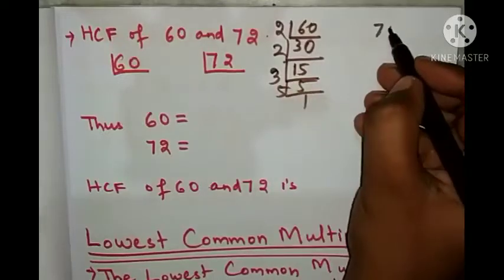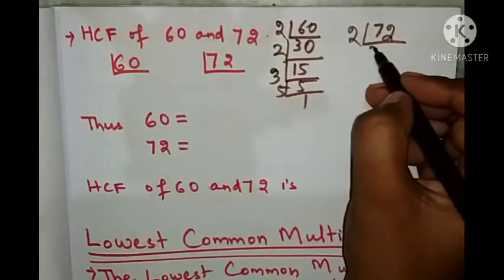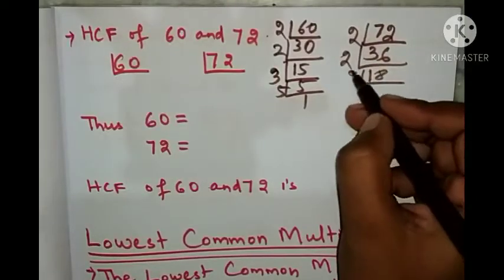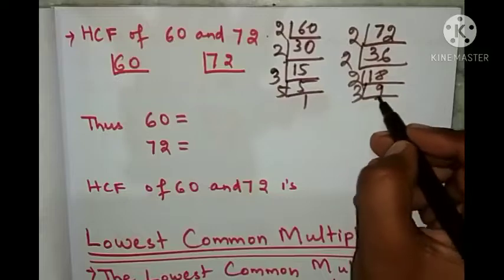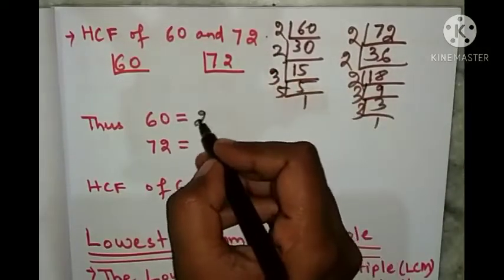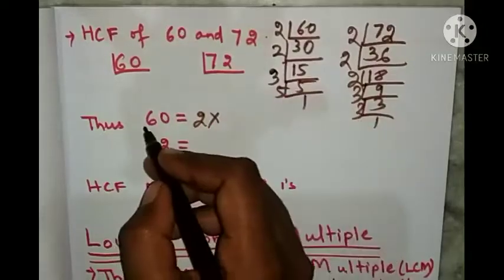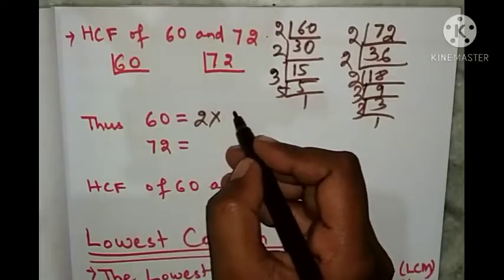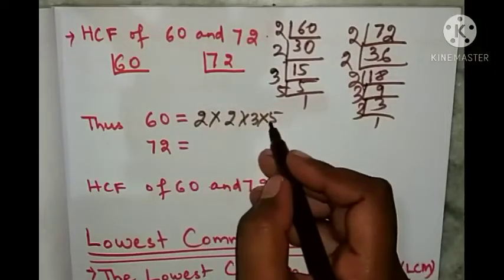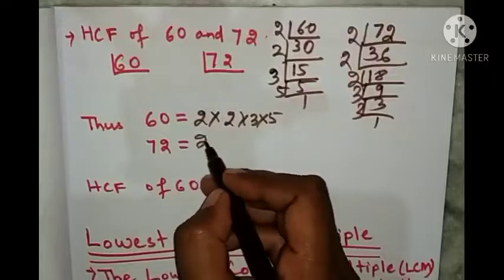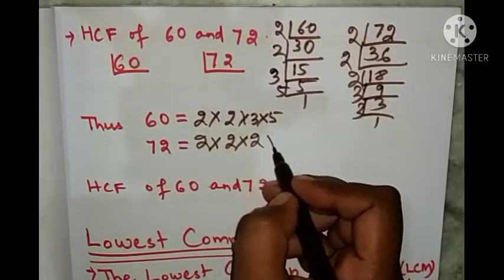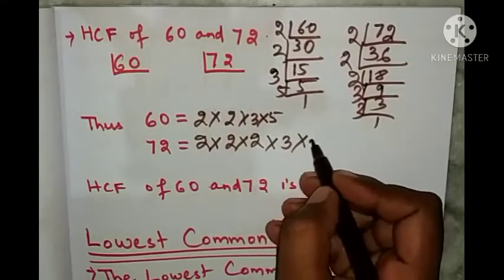Like that for 72: 2 times 36 is 72, 2 times 18 is 36, 2 times 9 is 18, 3 times 3 is 9, then 3 times 1 is 3. Let's write down the factorization of 60: 2 into 2 into 3 into 5. These are the prime factors. Then for 72: 2 into 2 into 2 into 3 into 3.